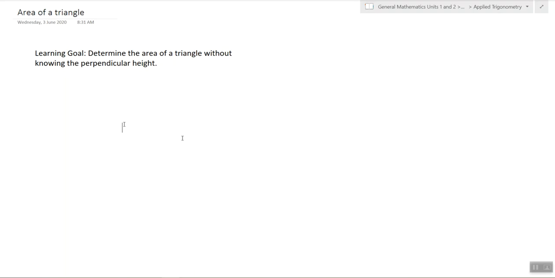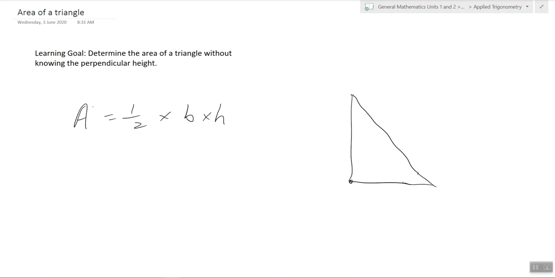What's the normal area of a triangle rule? Half times the base times the perpendicular height. What's a perpendicular height? Straight up from the bottom of the triangle to the top. That's the perpendicular height. The base is the length along the bottom.